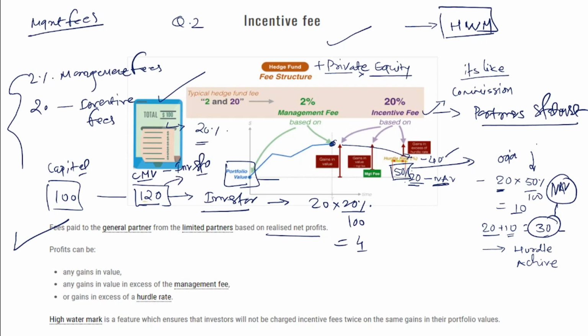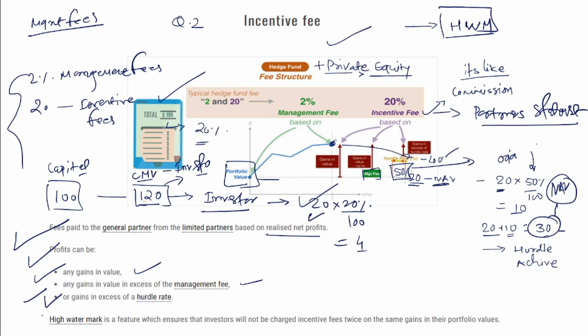Profit can be any gains in value. In this example, 20 would be the gain. Even other benefits like dividends and interest payments you can count, and that is how you can achieve whatever hurdle rate was set. Then any gain in value in excess of the management fees, so management fees plus investment, will be calculated, and after that the hurdle rate should be achieved, and then you can pay the incentive fees. Simple. And the third point is gain in excess of the hurdle rate.